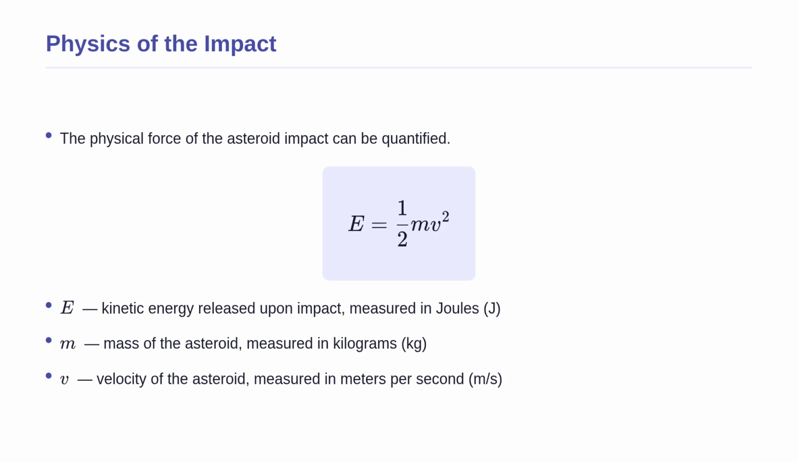Here, E represents the kinetic energy released upon impact, measured in joules. The symbol m stands for the mass of the asteroid in kilograms, which depends on its volume and density. Finally, v represents the velocity or speed of the asteroid relative to Earth, measured in meters per second. Notice that the velocity term is squared. This means that even a slight increase in the asteroid's speed results in a massive, exponential increase in the destructive energy released.